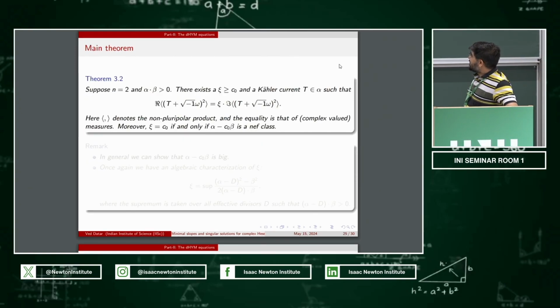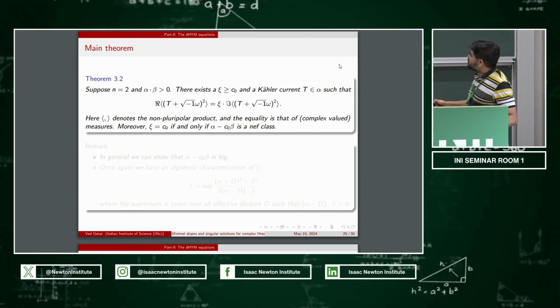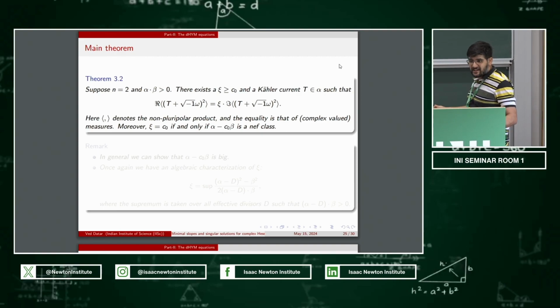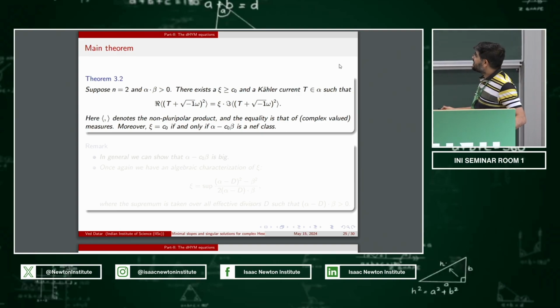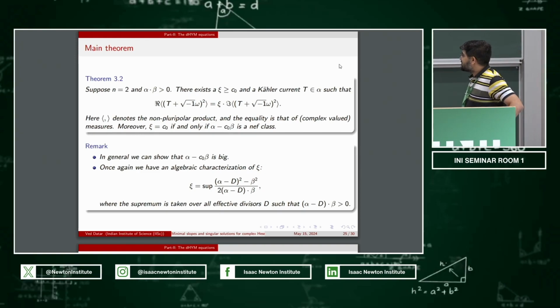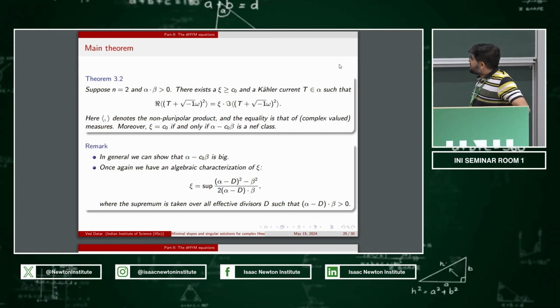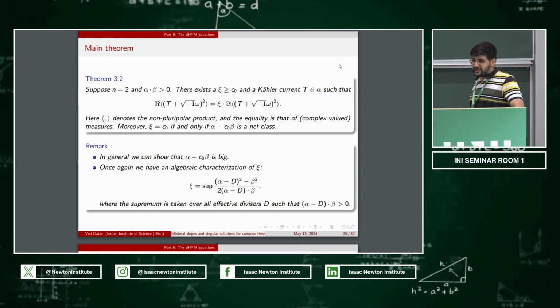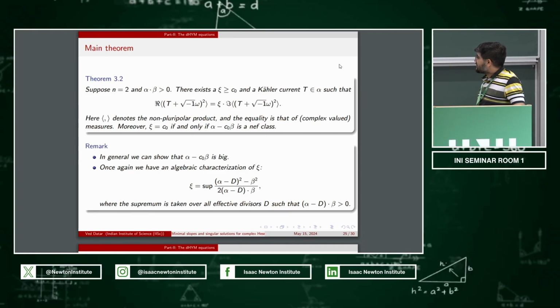Okay, so in that case, our main theorem is exactly analogous to what we had in the case of the J equation: you always have a singular solution even in the unstable case, where the slope, the cotangent, is now replaced by this psi, and this psi has another similar characterization in terms of quotients of intersection numbers. And again, the key point is to show that alpha minus C naught beta is always big, under the assumption alpha dot beta is positive. Okay, so this is our main result in the surface case for deformed Hermitian Yang-Mills.